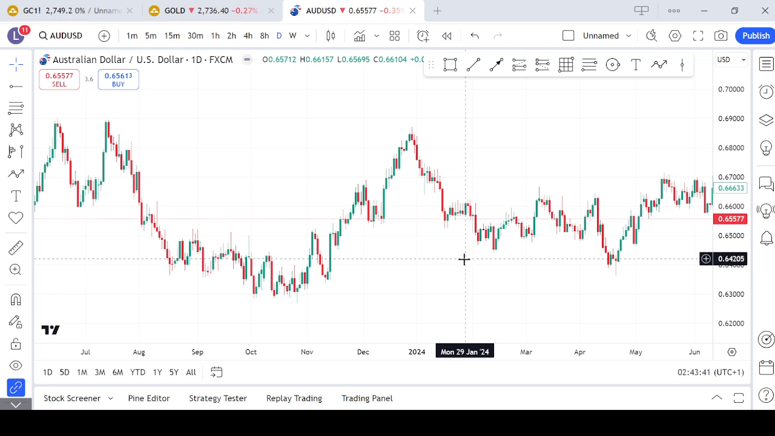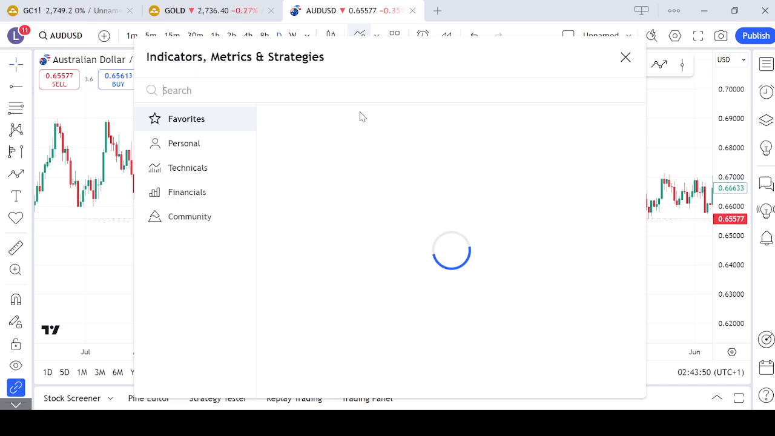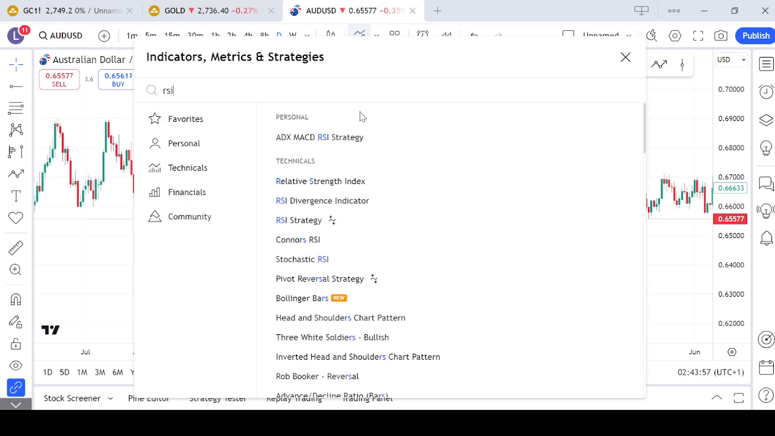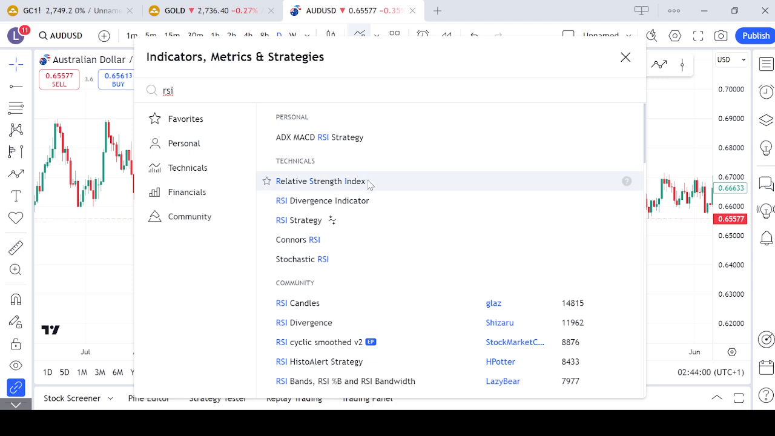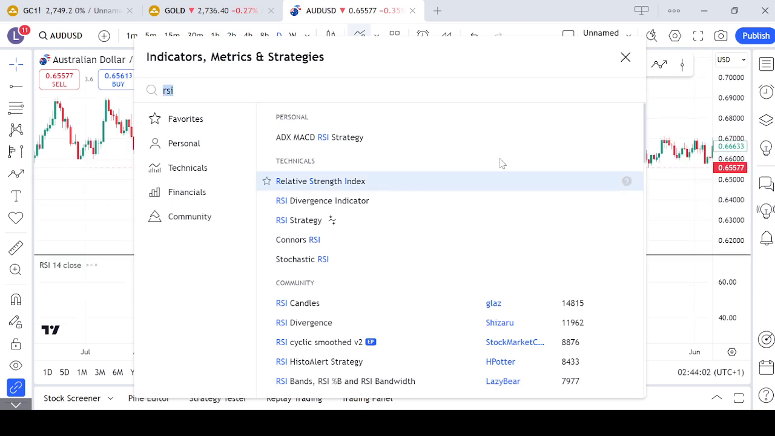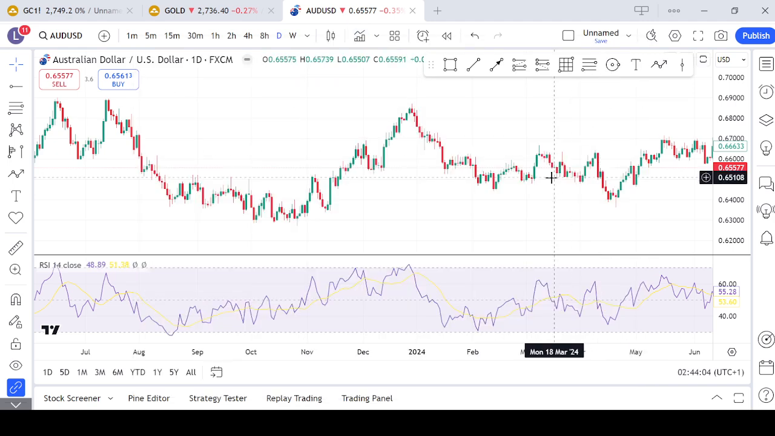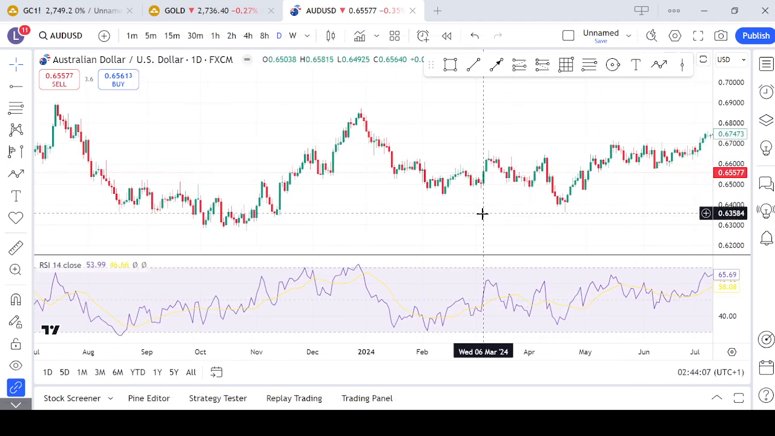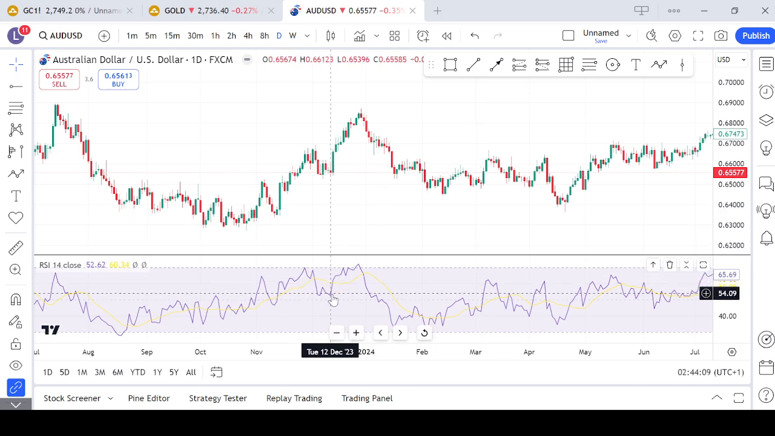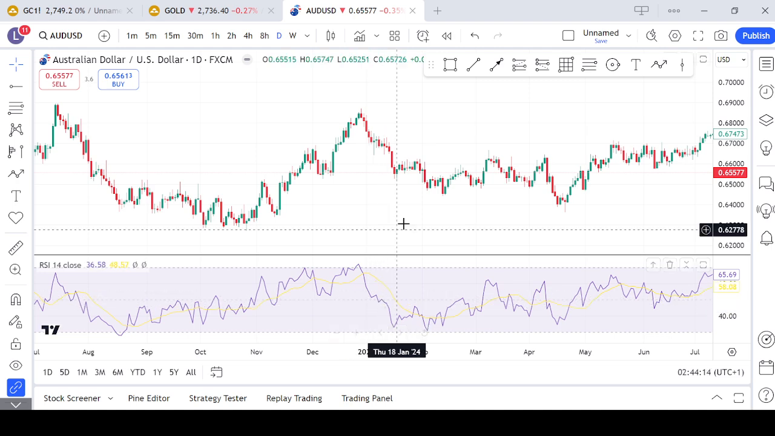The RSI is a momentum oscillator that measures the speed and change of price movement. It oscillates between 0 and 100, providing insights into whether an asset is overbought or oversold. So I'm going to put the RSI on our chart. Like I said, it oscillates between 0 and 100, providing insight into whether an asset is overbought or oversold.